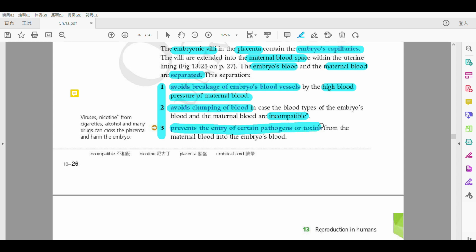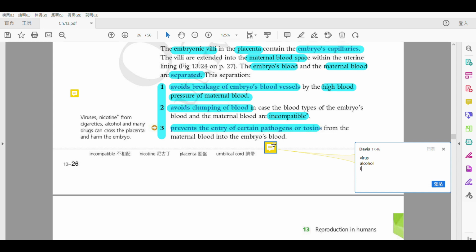The last one is to prevent the entry of pathogens and toxins from the mother to the embryo. Remember, it is only certain pathogens. Pathogen means 病原體, and toxin means 毒素. But remember that here we are talking about pathogens and toxins, but not virus. We will talk about that in the next section, but just put it down first.